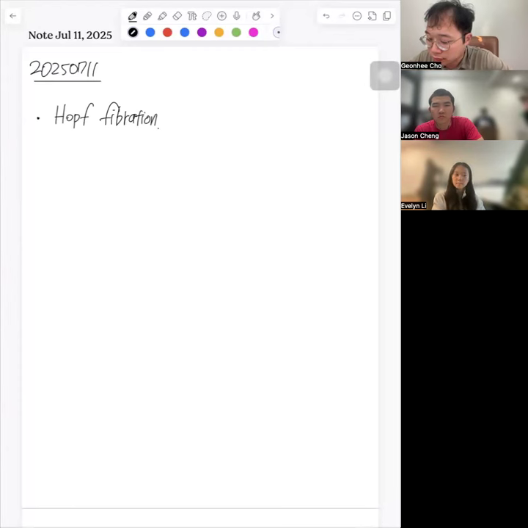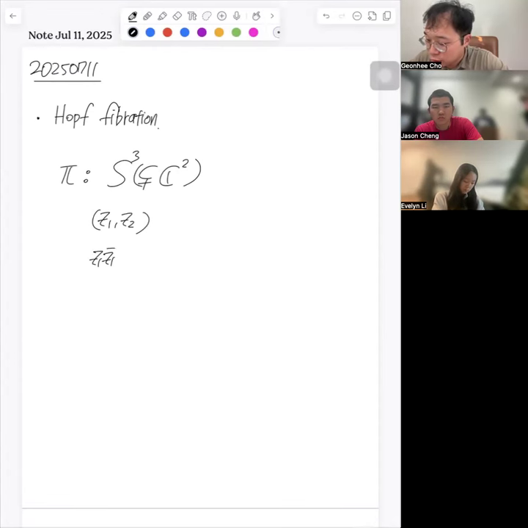So the definition was: you start from S3 inside of C2. And then we define a map. We define a map in a way that we pick an arbitrary element from S3, so that it satisfies the equation of the sphere. Is that okay? Equation of the sphere.